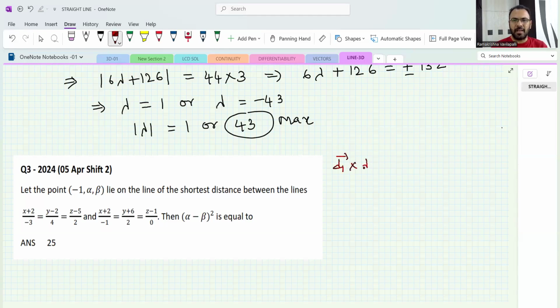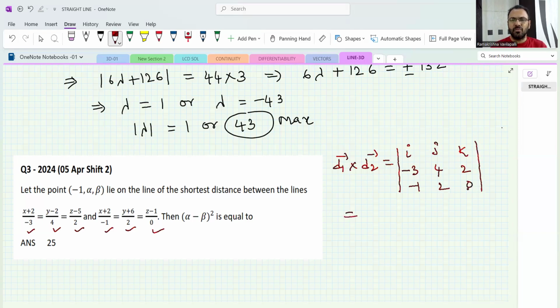D1 bar cross D2 bar vector is equal to the determinant of i, j, k; D1 bar, nothing but the direction ratios of the first line, minus 3, 4, 2; next, D2 bar vector, minus 1, 2, 0. This is equal to 0 minus 4, that is minus 4i, and 0 plus 2, that is minus 2j, and minus 6 plus 4, that is minus 2k. All right, we got it.